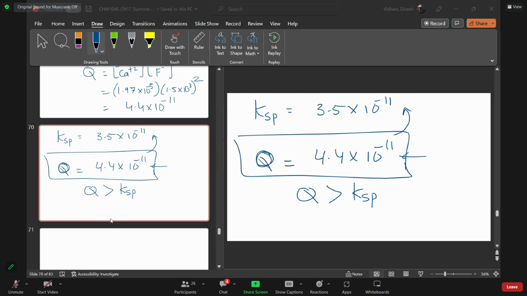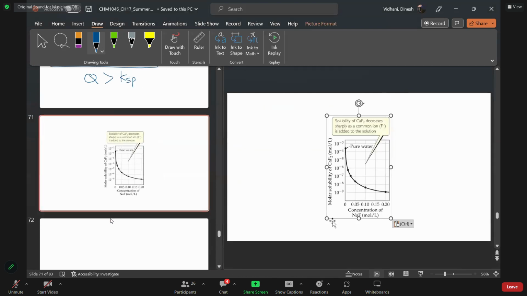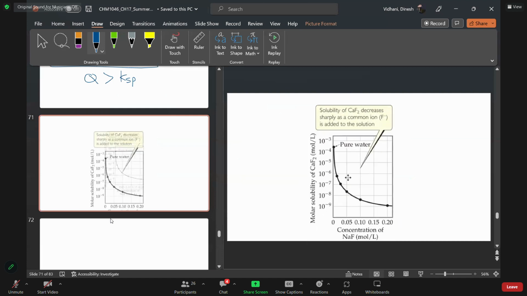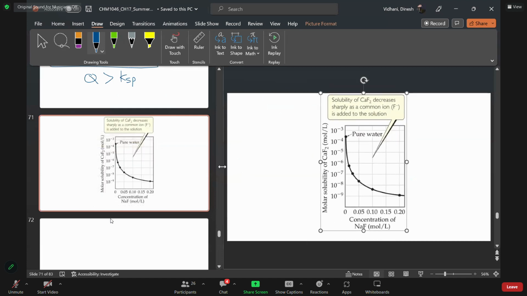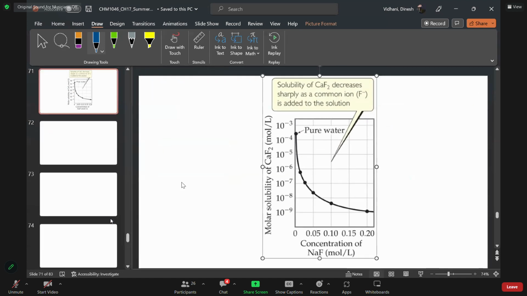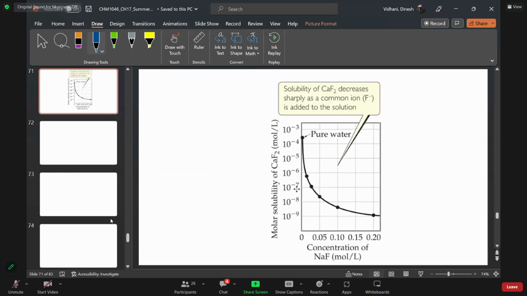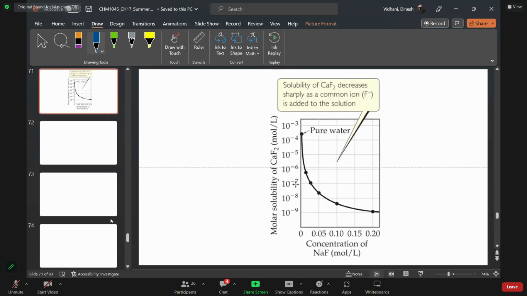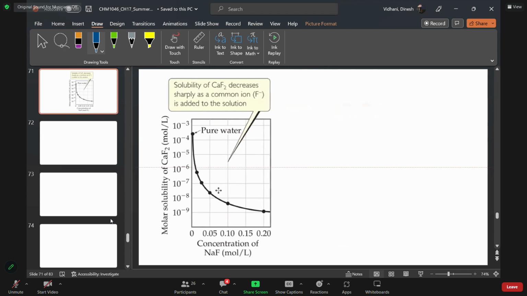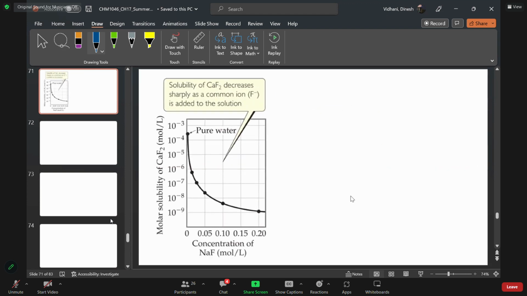I'm going to give you a plot. And think what is happening in this plot. Let me make this one smaller so you can see. This plot is directly taken from your book, right? So this tells you the solubility of calcium fluoride, right? So how did we find the solubility of calcium fluoride, I mean, in pure water?